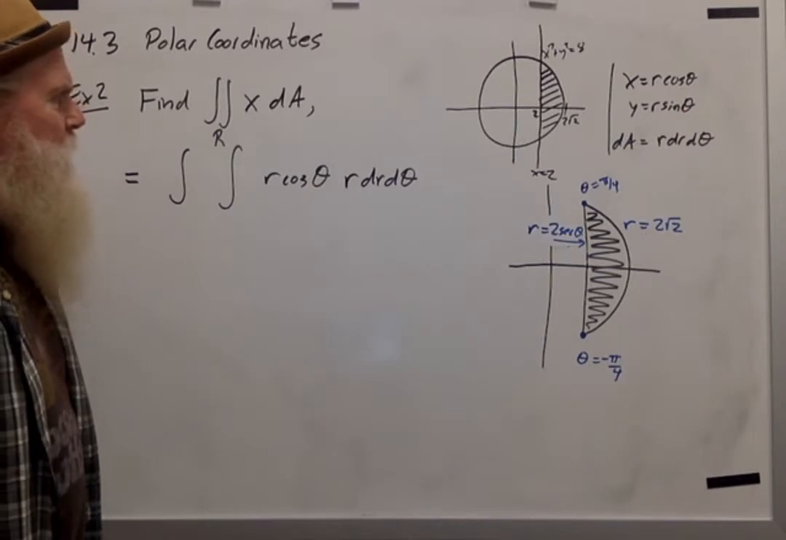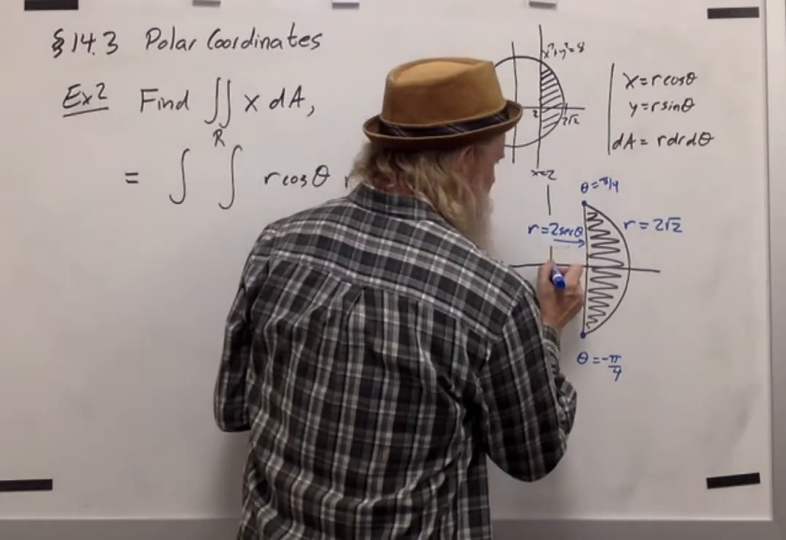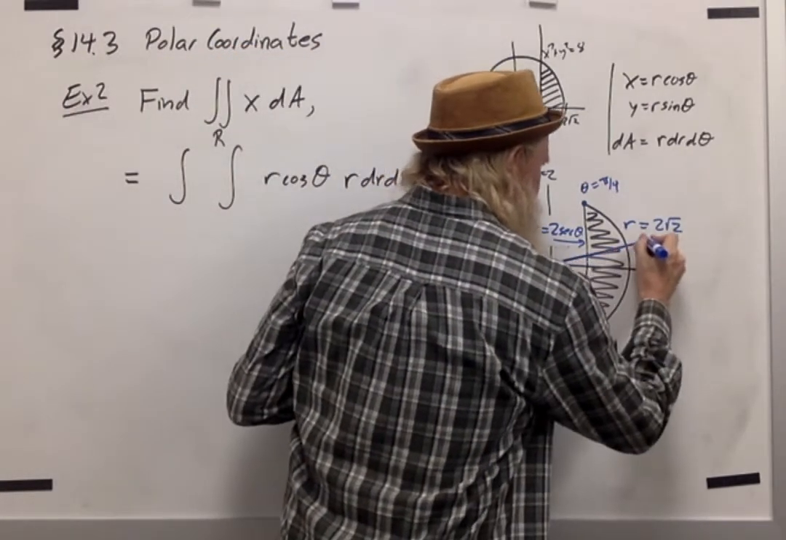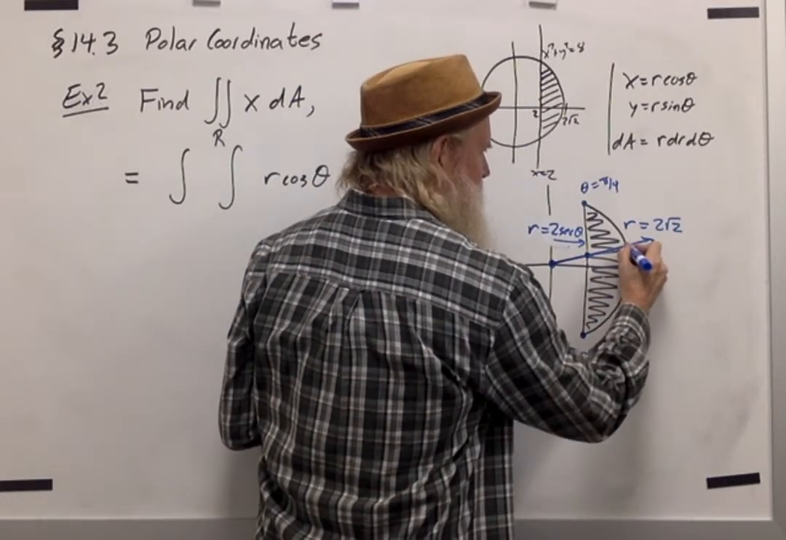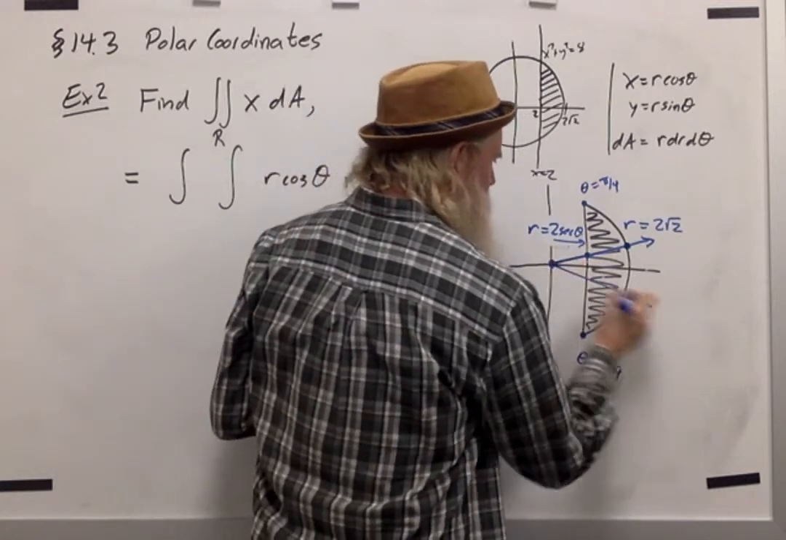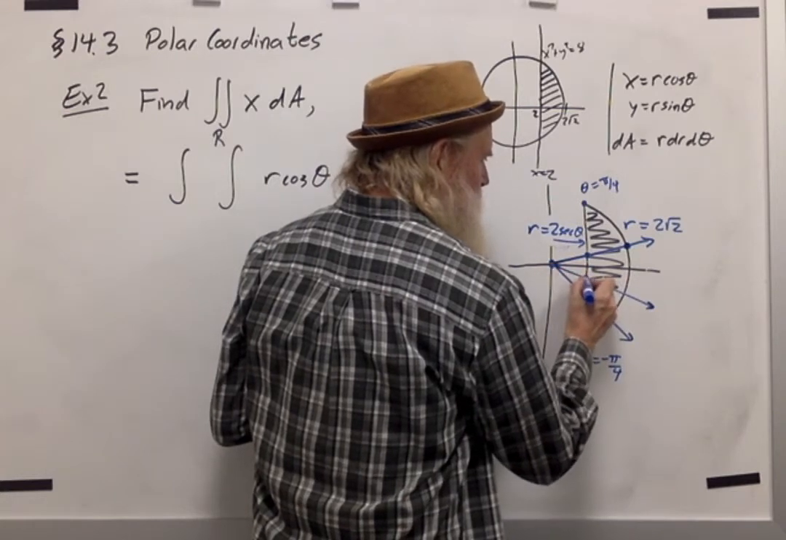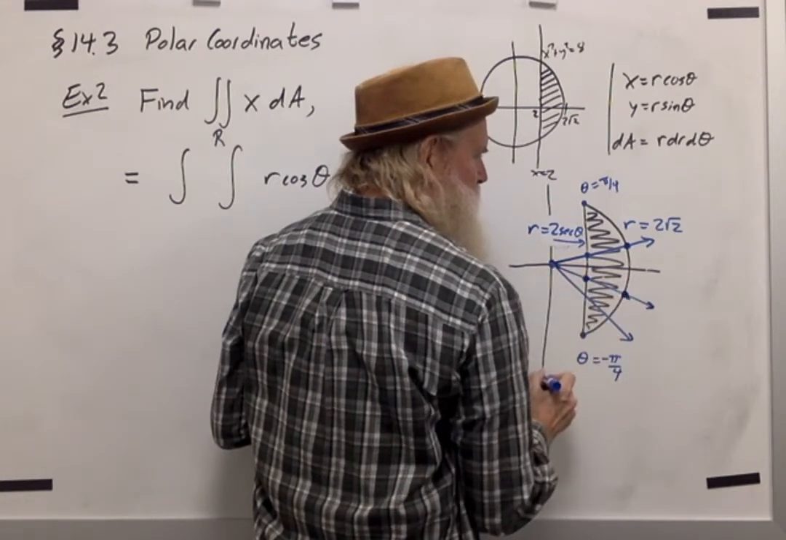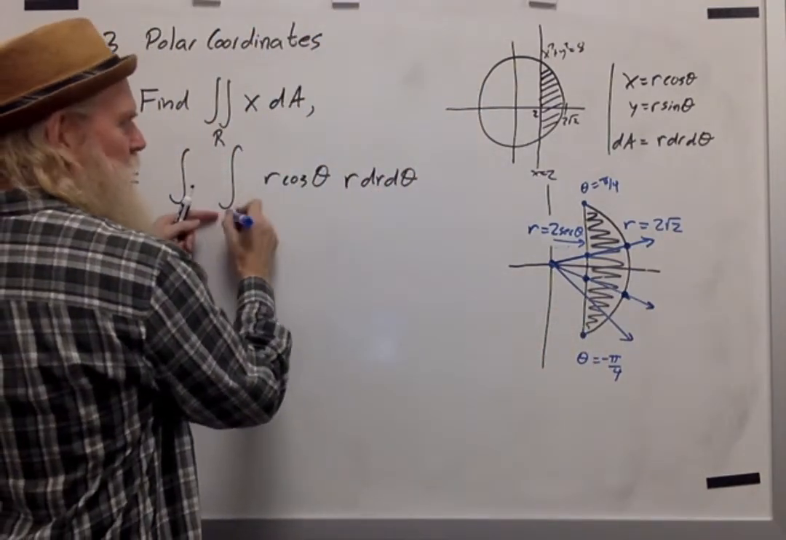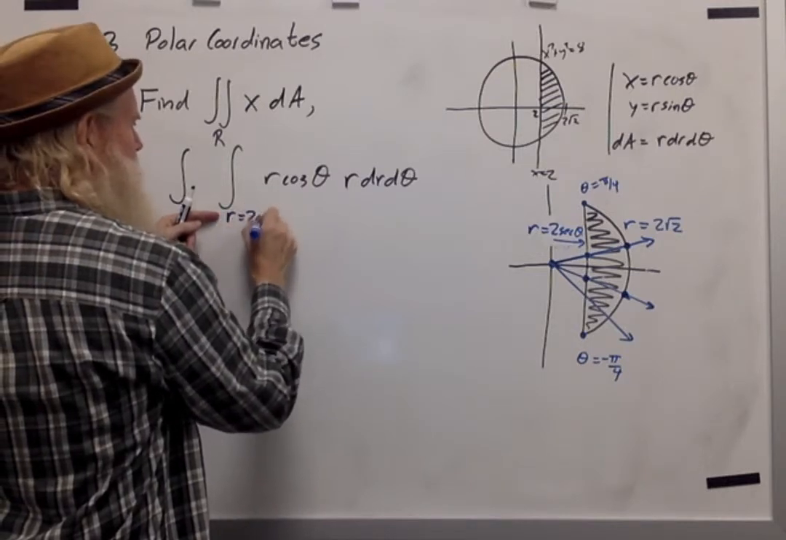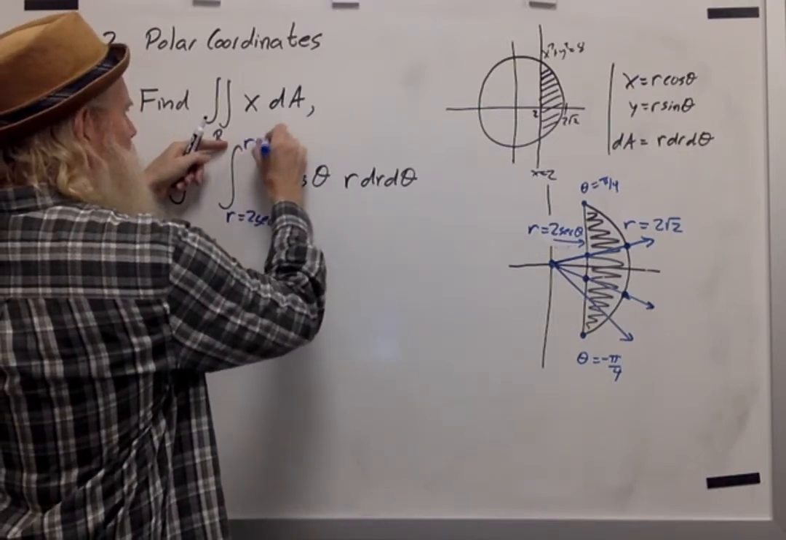Now we need to worry about setting up the bounds. Looking at this region, if I go outward from the origin, notice that my ray will enter on the line and exit on the circle, no matter which ray I draw. I'm always entering the region on the line and exiting the region on the circle. So, with respect to r, I'm always going to start at r equals 2 secant theta, and I'm always going to stop at r equals 2 square root of 2.